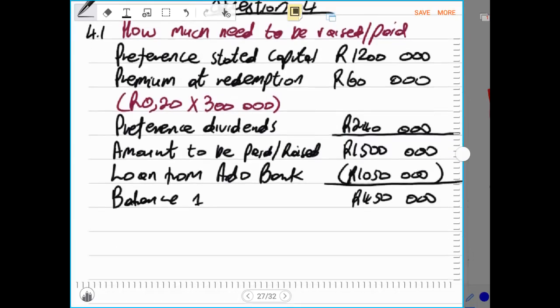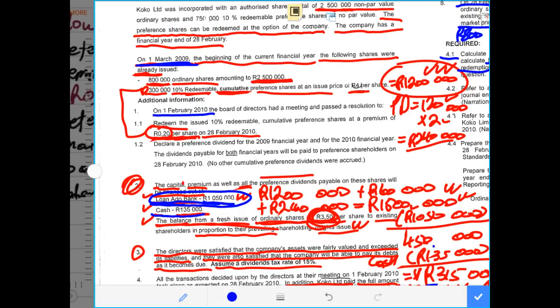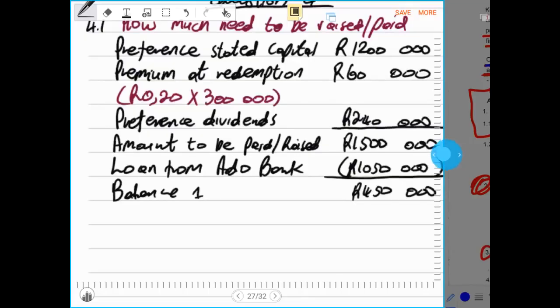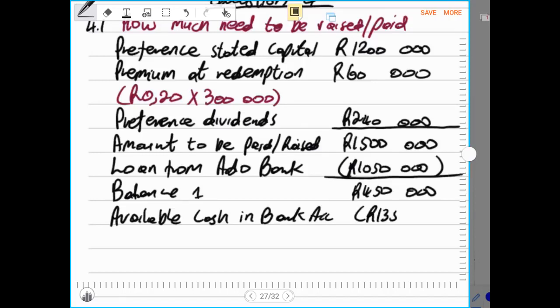Then how are we required to raise more money? They said there is money available in the bank, cash 135,000. Normally, some lecturers will start with that because it's cash available. However, in this case, it's not much of a crisis. Then we say available cash in bank account, and our available cash in bank account is 135,000.